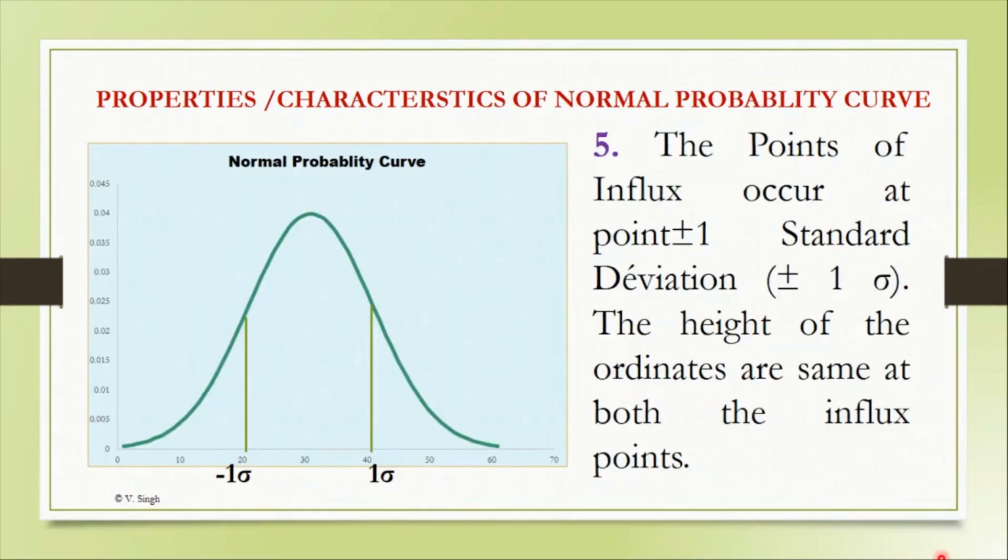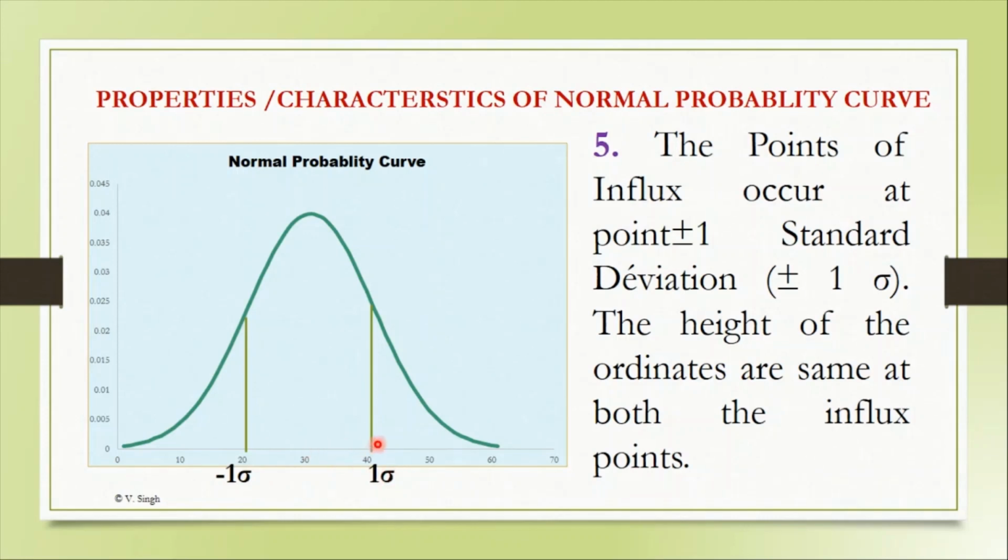Now we will be discussing the fifth characteristic of the normal probability curve. As we can see, the curve changes its direction from convex to concave at a particular point in both directions. You can see it in the figure. This point is called the point of inflexion. If we drop a perpendicular from this point of inflexion, as in this figure, the perpendicular meets the x-axis at a point one standard deviation away in both directions. That is, plus one standard deviation on one side and minus one standard deviation on the other side.